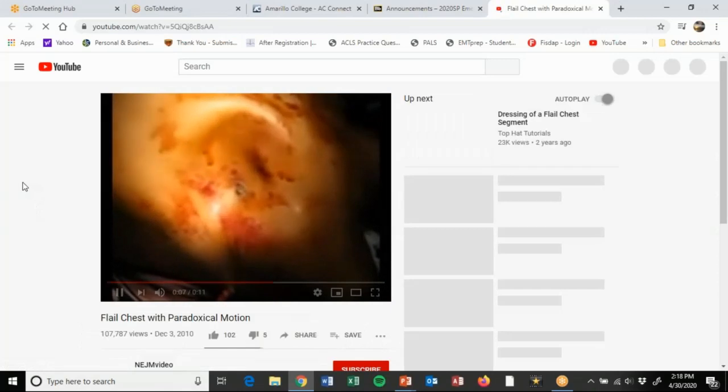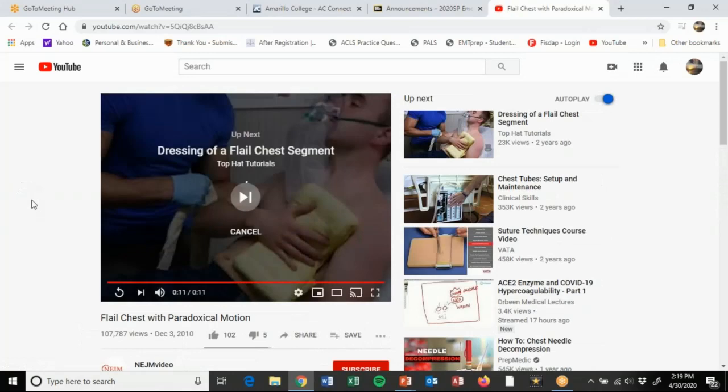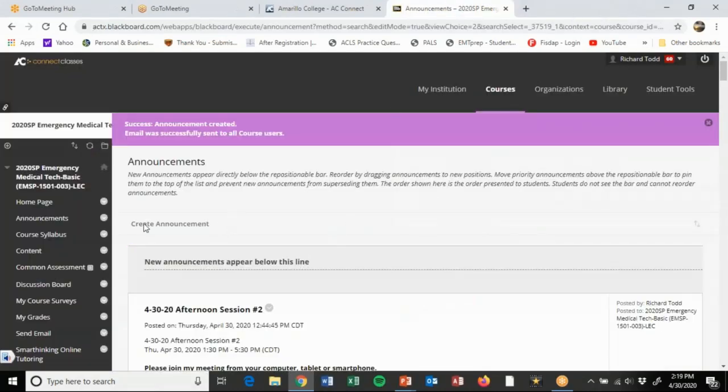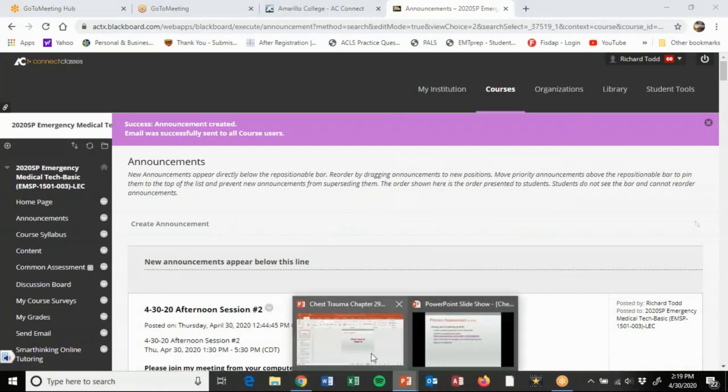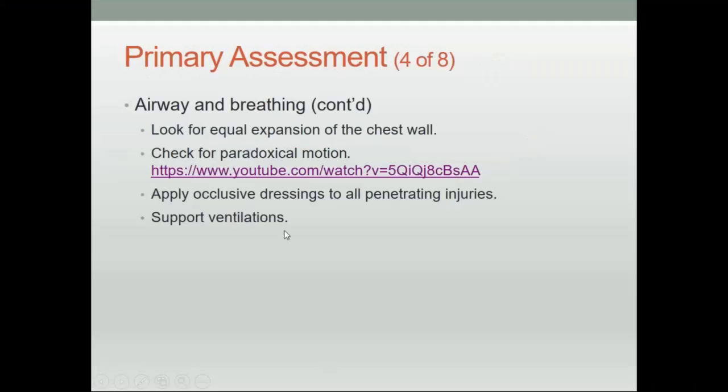That is an impressive flail segment there. That's what we call that floating piece of chest wall. It's pushing down onto the surface of the lung. That is interfering with full expansion of that lung. That's mashing down. That's causing atelectasis. That's compressing alveoli so that they can't inflate. They can't stay inflated.